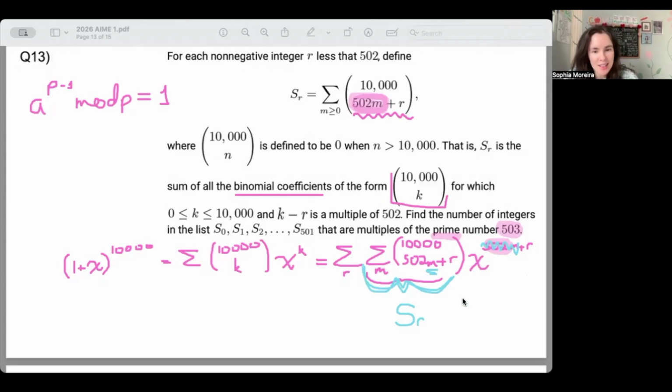So we have our S sub r times x to the r, and we're summing over all possible values of r. And just to be precise about this, we're told that r is non-negative and less than 502, so r is going from 0 to 501, so going all the way up to, but less than 502.